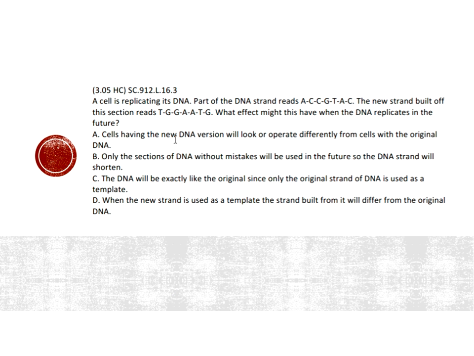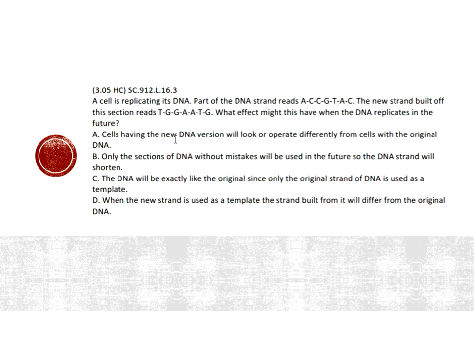All right, another DNA question here. It says a cell is replicating its DNA. Part of the DNA strand reads ACC, GTAC. The new strand built off this section, when it's replicating, so this is just making a copy of it, the new strand reads TGG, and so this would complement, okay, and that's correct. T complements A, G complements C, G complements C again.